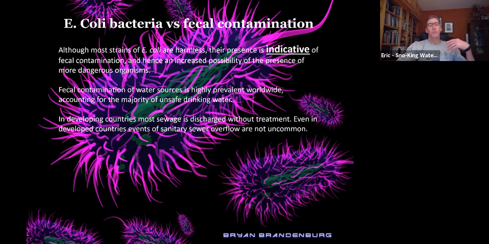Around the world, this kind of contamination of water is a major problem, which is why a lot of countries around the world have unsafe drinking water. In countries like Haiti, where I've done some volunteer work, they don't have sewage treatment in a lot of areas. And so, for instance, they were dealing with a big cholera outbreak there.